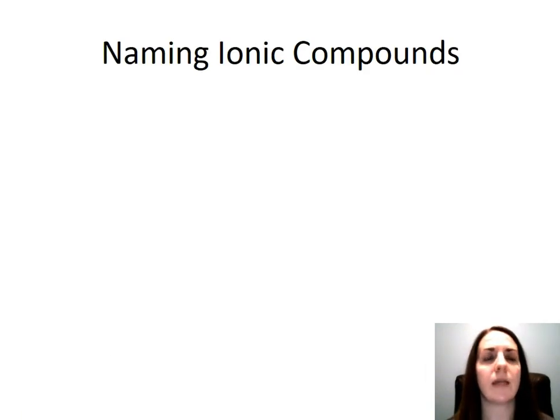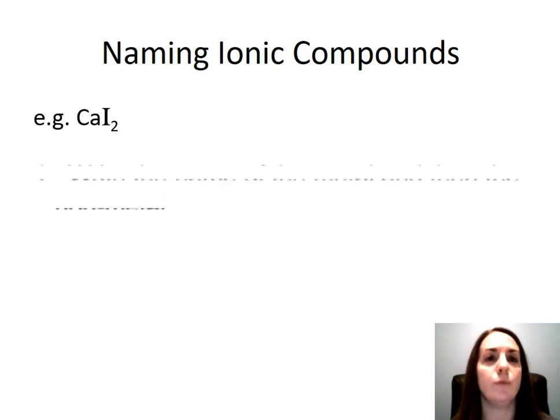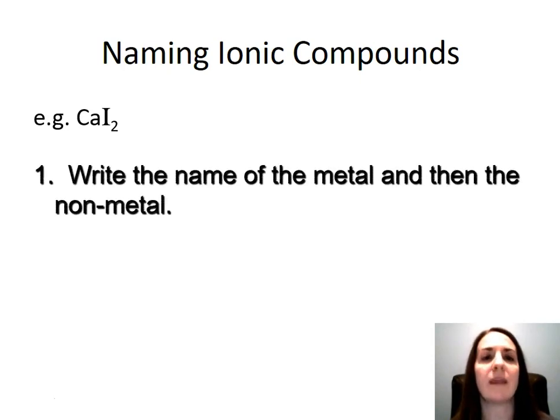Okay, so now we're going to look at how we name ionic compounds. So sometimes we want to write out the chemical formulas, but sometimes we don't. Sometimes we just want to write their name. And so if I'm going to use the original example that we did earlier for calcium and iodine, the formula was CaI2.